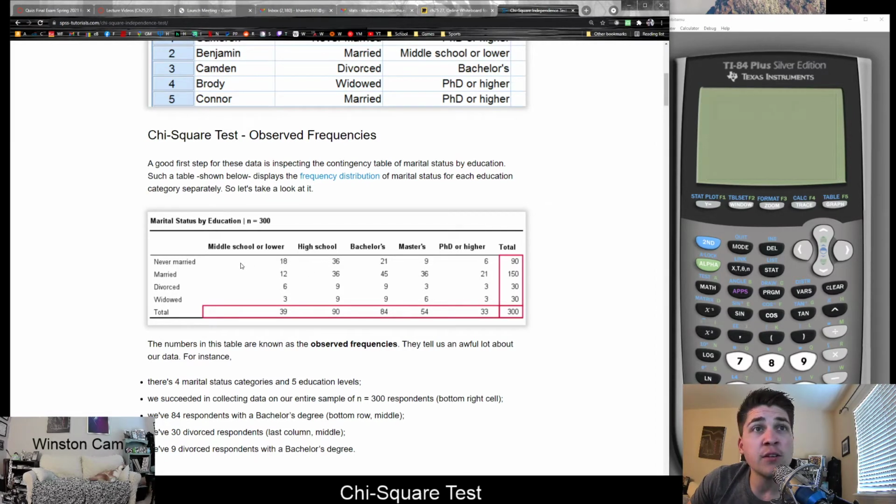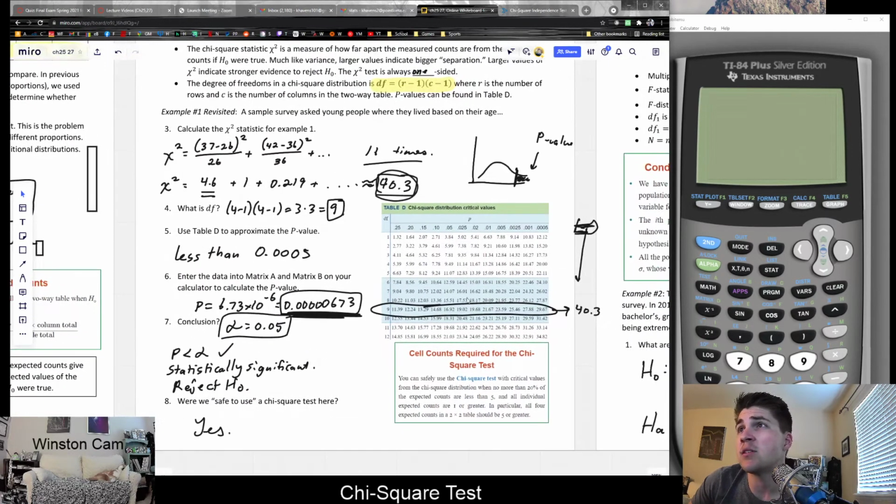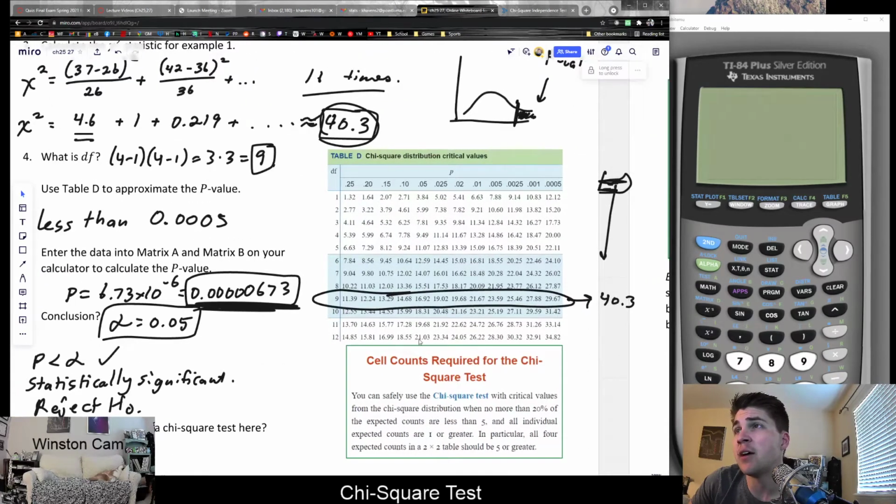Again, for our degrees of freedom, it's always the product of the rows minus 1 times the columns minus 1. So we have 4 by 5. So we do 3 times 4, which is 12. Right off the bat, we know our degrees of freedom is 12. So if we're using the chi-square table, we'd want to be using this row down here to find our p-values.